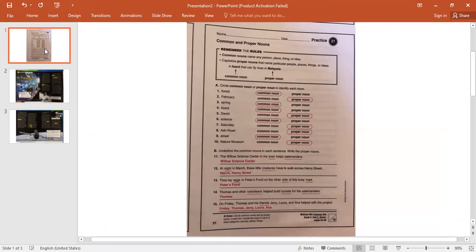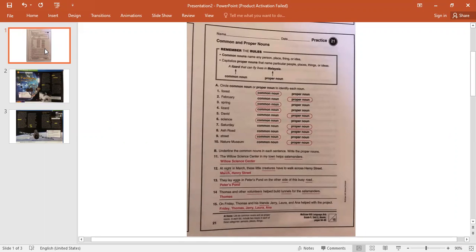Now I'm sure this is revision for everyone, but just to go over it again, common nouns name any person, place, thing, or idea, whereas proper nouns name a specific person, place, thing, or idea. All right, and it's important to note that proper nouns are always capitalized.